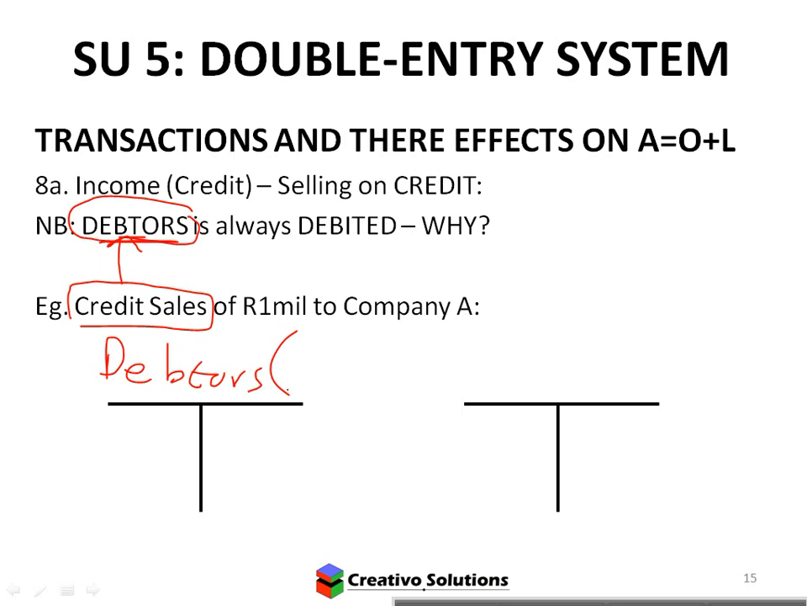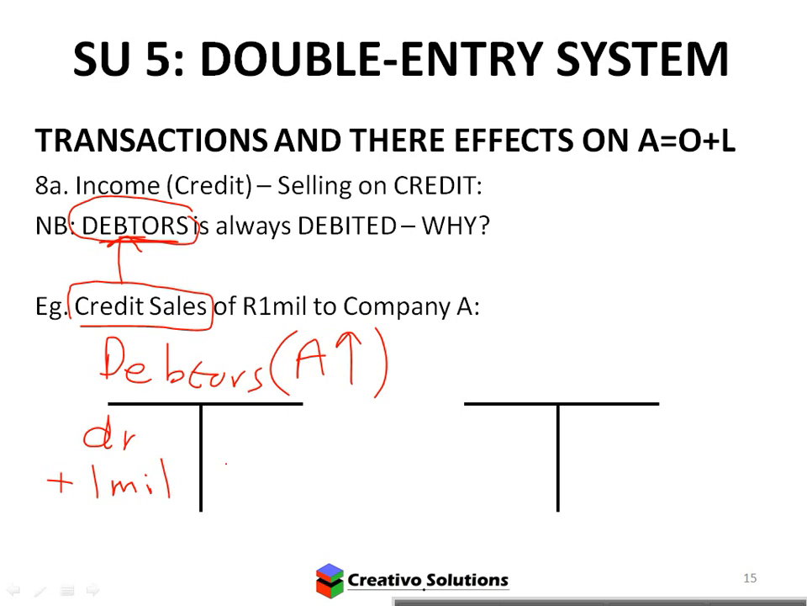Let's think about the definitions now. Which account does debtors fall under? What element does it fall under? Is it an asset? Yes, it would. Because why is it an asset? Well, it's a resource. Am I going to get something from these customers in the future? Yes, they're going to pay me in the future. So debtors is an asset that's increasing. Where do assets increase? On the debit side, +1 million.